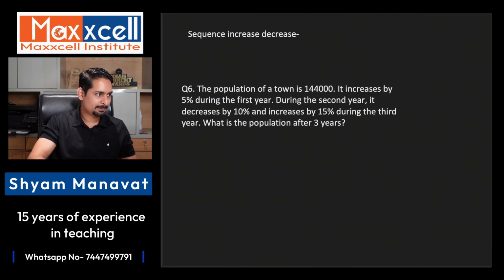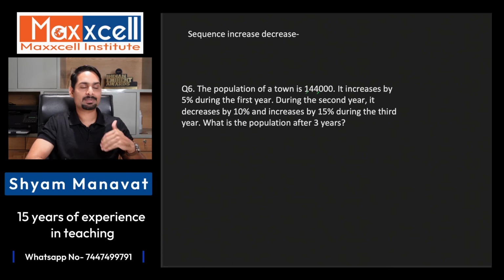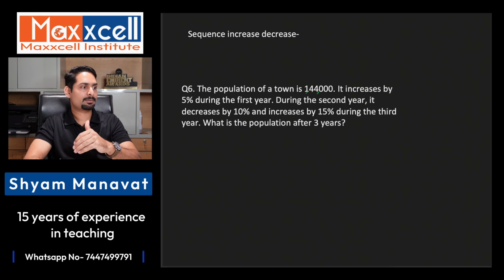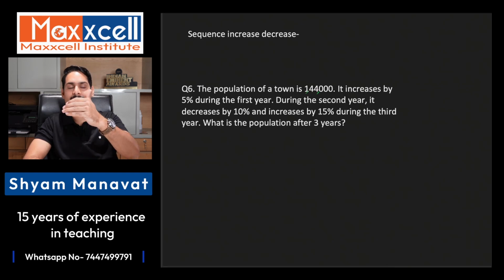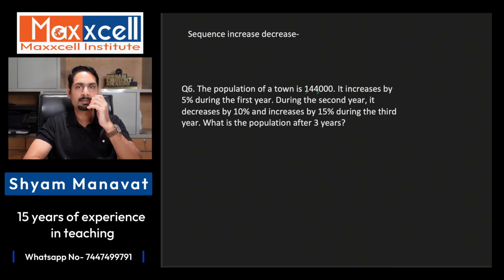So population, now read this question. The population of a town is 1,44,000. It increases by 5% for the first year. Second year decrease by 10%. Again increase by 15%. Find the population in the third year.